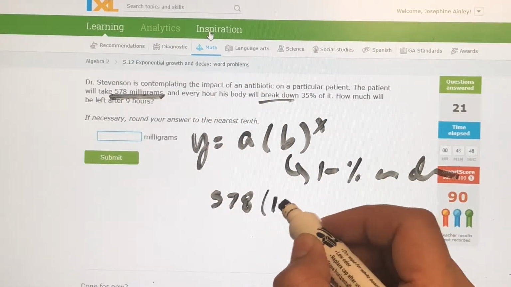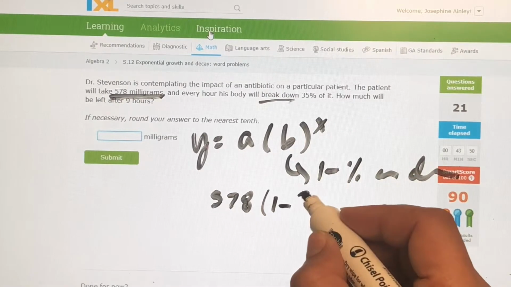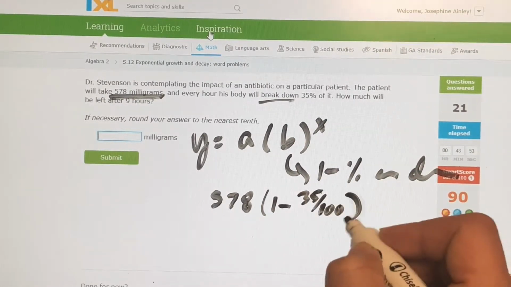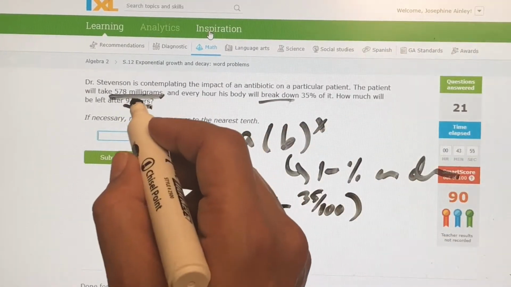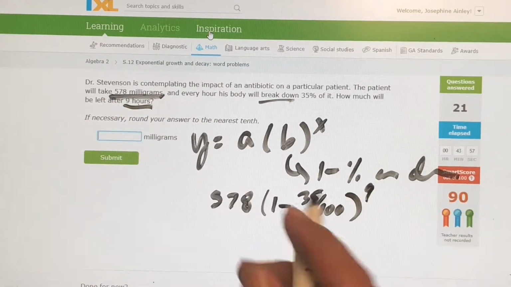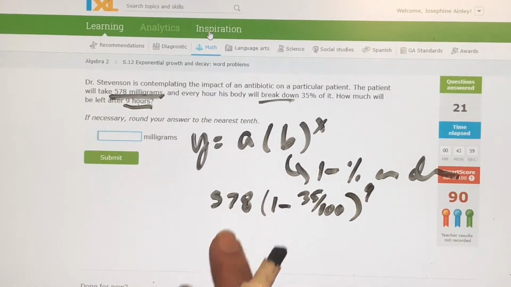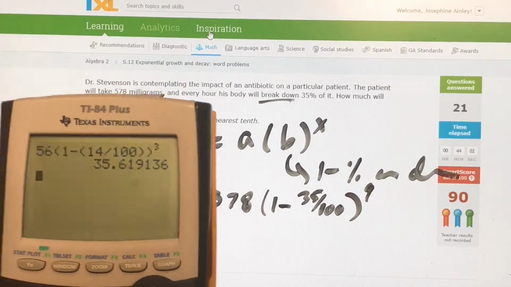So that's going to be my B. It's going to be breaking down. How do I turn a percent into a decimal? Divided by 100. How much will be left after 9 hours? Hours is time. So the only number left would have to be what you start off with. And then you just punch that into the calculator.